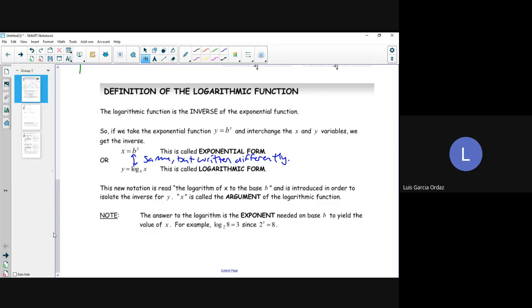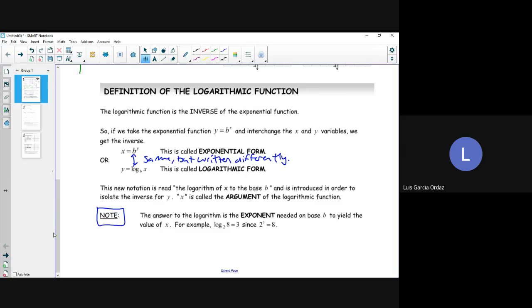So this new notation is read "the log of x to the base of b," and is introduced in order to isolate for the inverse for y. X is called the argument of the logarithmic function. So we're just going to take a little bit of an example, and we'll actually do examples together. The answer to the logarithm is the exponent needed on base b to give you the value of x.